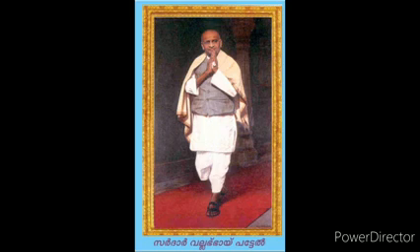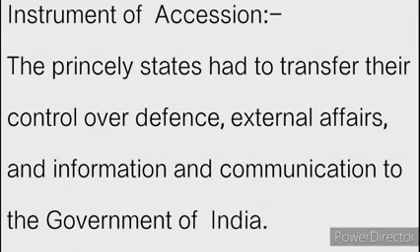The task was taken by Sardar Vallabhbhai Patel, who was the Union Minister, and he appointed V.P. Menon, a Keralite, as Secretary of the Department of the States. They planned an instrument of accession which stipulated that the princely states had to transfer their control over defense, external affairs and information and communication to the government of India. Following the diplomacy of the government and popular protests, the majority of the princely states signed the instrument of accession, except Hyderabad, Kashmir and Junagadh. But finally, they too were integrated into the Indian Union.